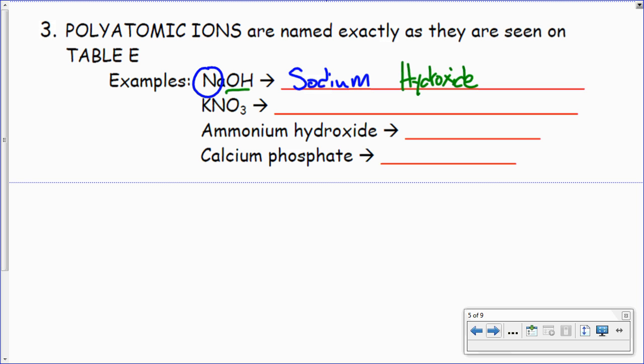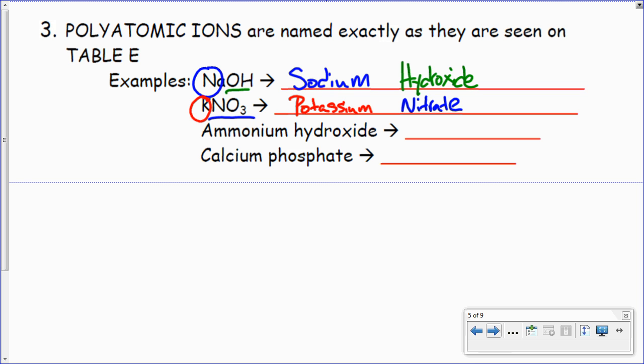So the next one, looking here, we see three different elements, so table E must be involved. K is first, K is the metal, so we'll call it potassium, says its name. And then we're looking for the polyatomic ion, NO3, because we like to match. NO3, oh, nitrate. Potassium nitrate is a relative of sodium nitrate, which is what gives hot dogs their red color and flavor and preservative qualities.